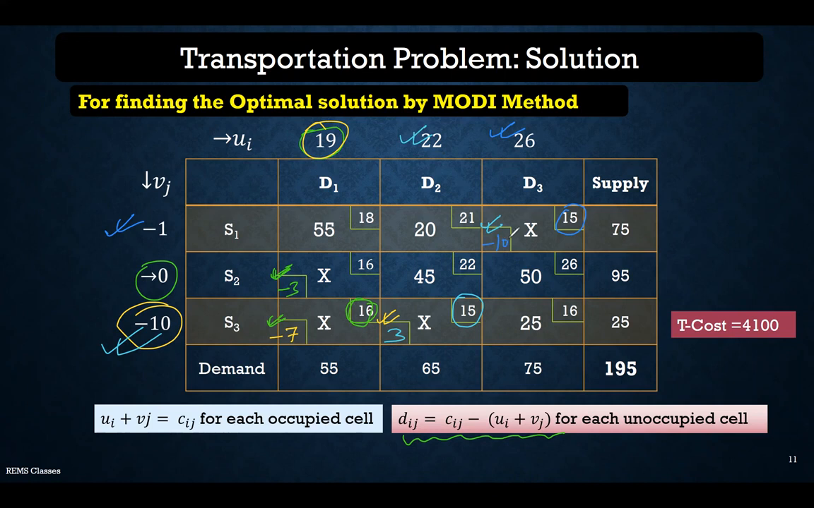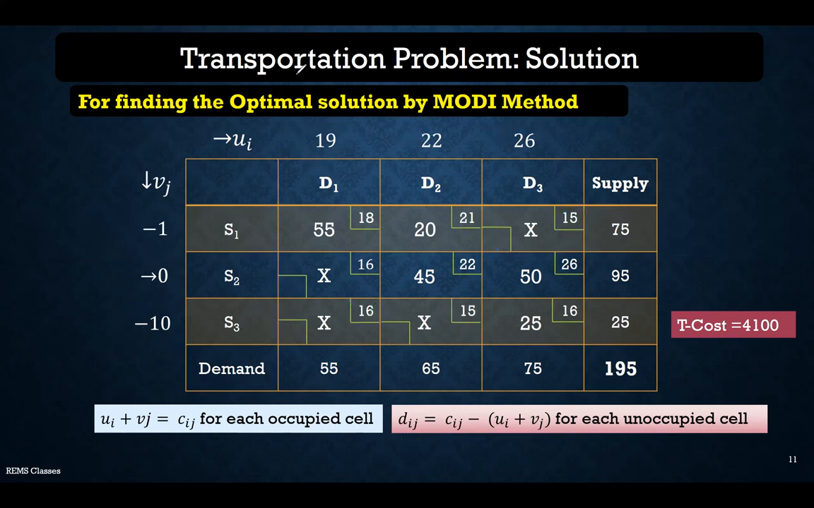So in this way, we are finding the values of Dij, or we can say the values of opportunity cost. So we have obtained the values of opportunity cost for each unoccupied cell.